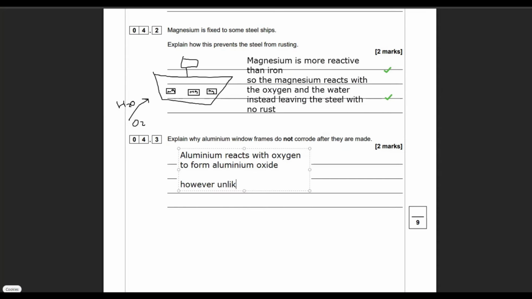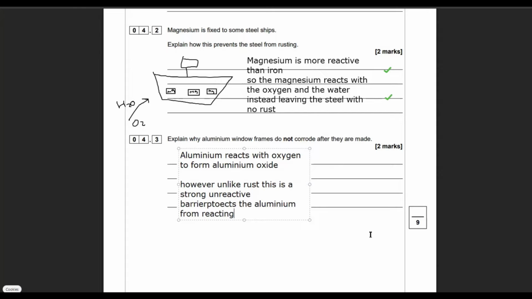However, unlike rust, this is a strong, unreactive barrier. It protects the aluminium from reacting. So essentially what happens, not all metal oxides are the same.